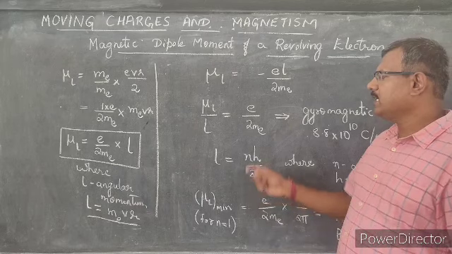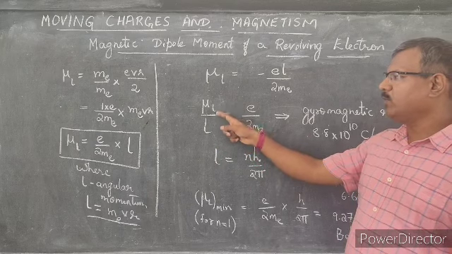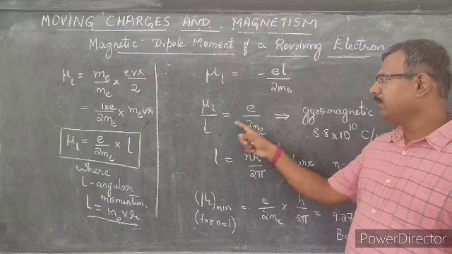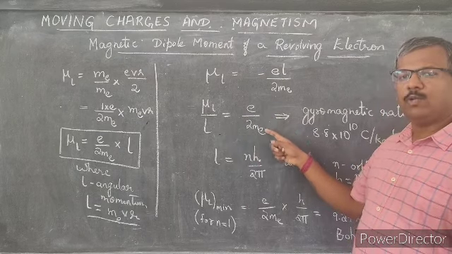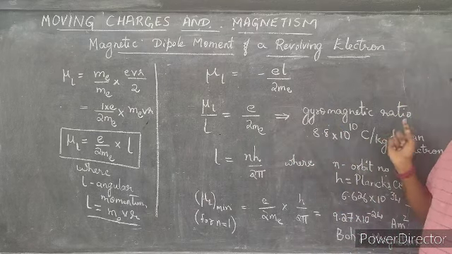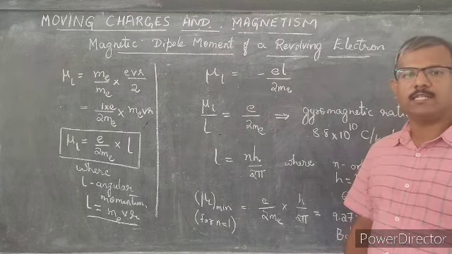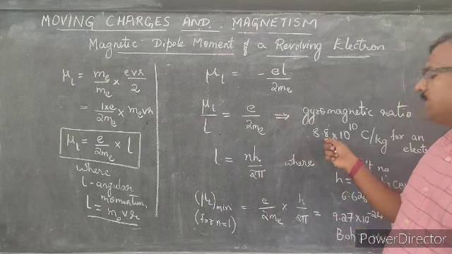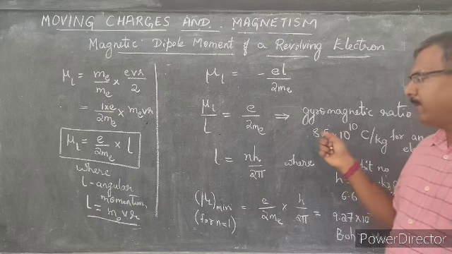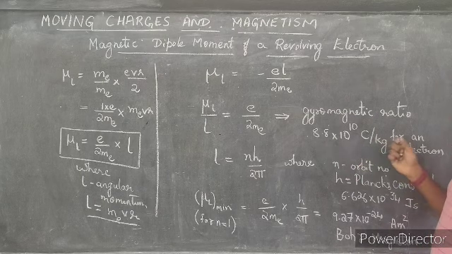Now, taking the discussion a little further, if I take the L to the left hand side and get the expression mu L by L, which is the ratio of magnetic moment over angular momentum, which is given by e by 2me. This ratio is called the gyromagnetic ratio, and the gyromagnetic ratio for any charged particle is a constant, and for an electron it has been predicted and verified through experiments that the value stands at 8.8 into 10 to the power of 10 coulombs per kg.